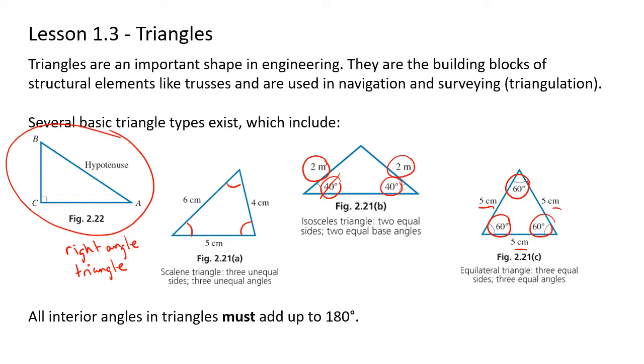Regardless of which of these triangles you have, one rule that always applies is all three interior angles of a triangle must add up to 180 degrees. Okay, in all four of these instances of different types of triangles, they have to add up to 180 degrees.